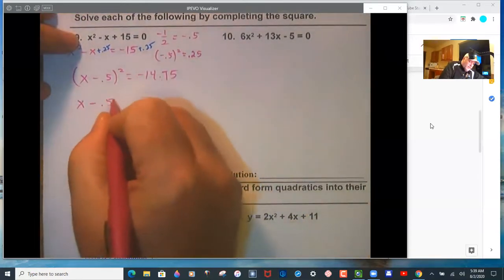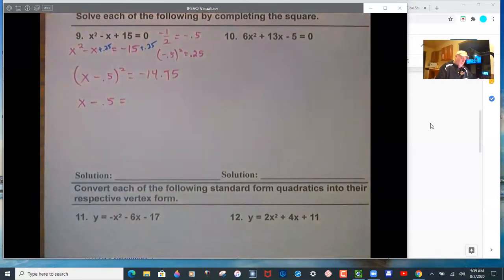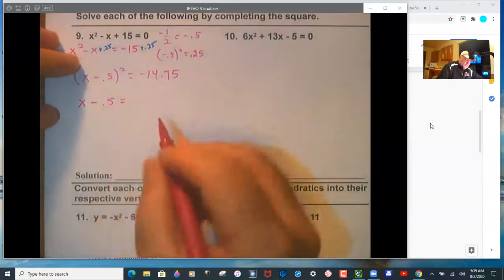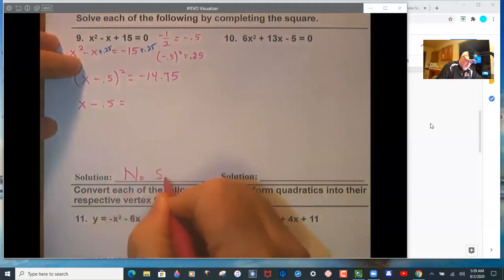So we have, first time this has happened. Notice the -14.75. This is a no solution. You cannot take the square root of that.